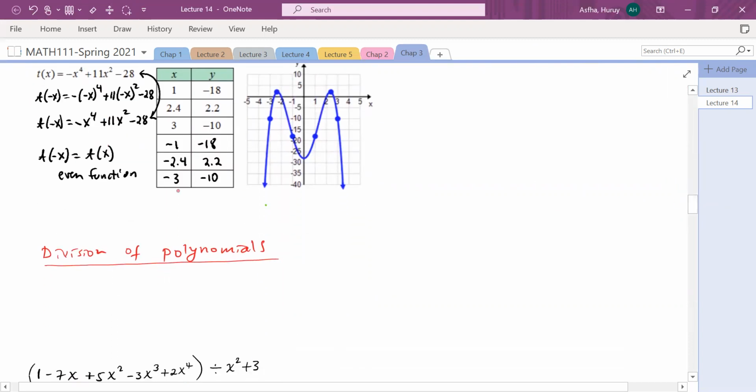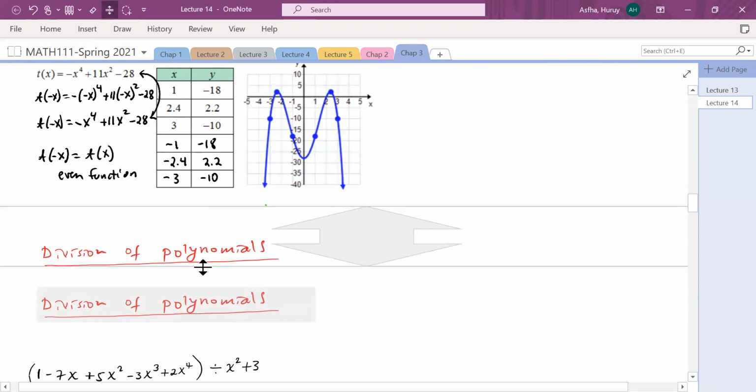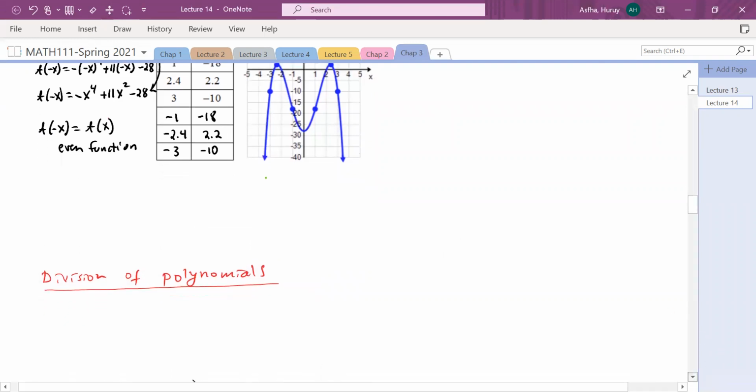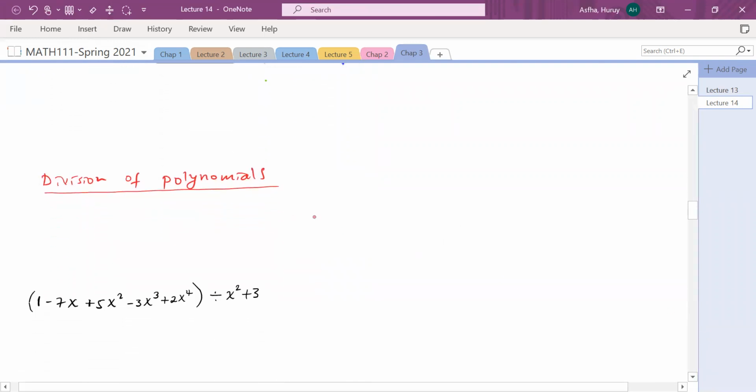Okay, now we go to division of polynomials. Before we go to division of polynomials, let's remind ourselves how we can divide two real numbers. Let's say, for example, I have one big number, let's call it 12546, I don't know, maybe this is enough, divided by 3, for example, just to make it simple. So using it by hand, how do we divide this?